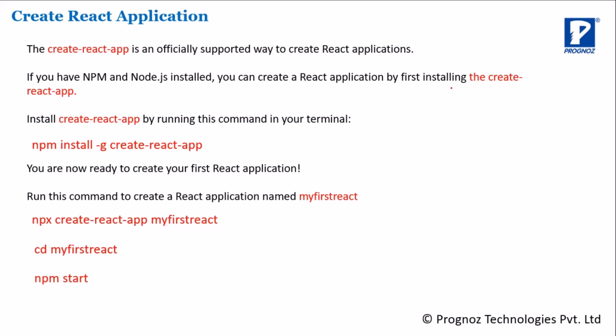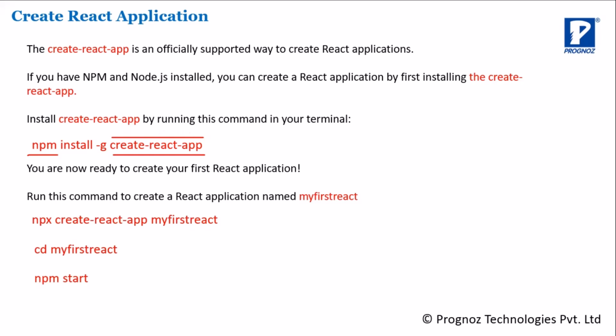After installing Node.js, we have to install one library to create the ReactJS application. That is nothing but create-react-app. We have to install it. How can we install it? By using the command called npm. npm install -g, meaning globally, so that any application can use it. And the library we are going to use is create-react-app. We need to install this library.